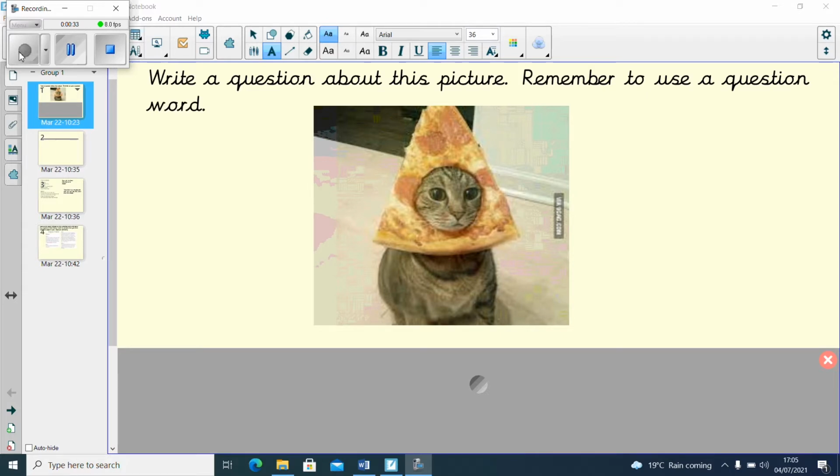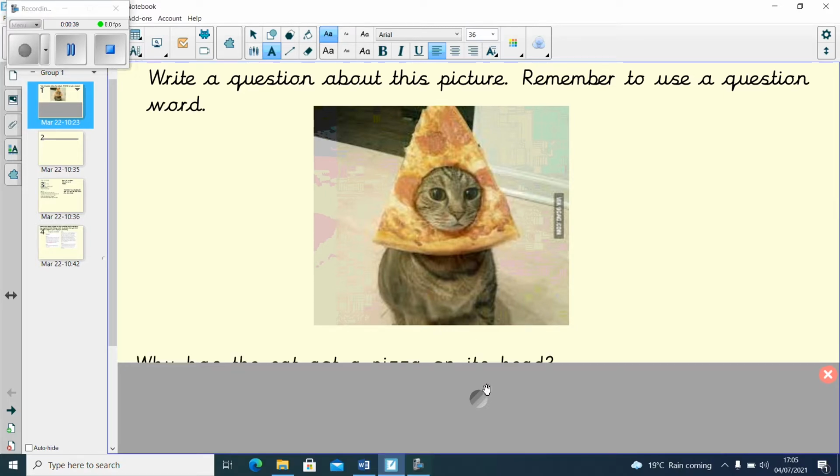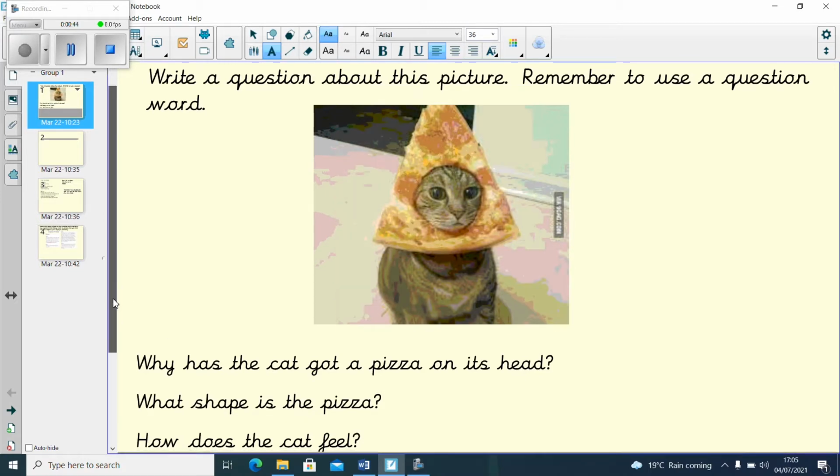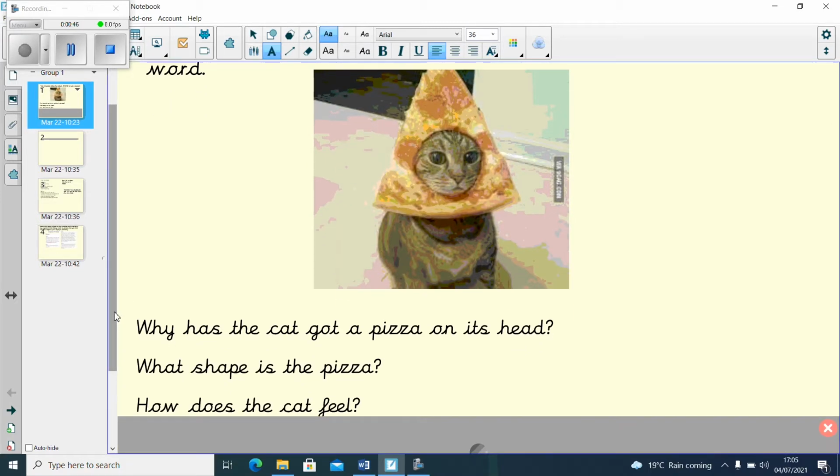Okay, so how did we get on? Do you want to say your question out loud? Fantastic. So I wrote some questions as well. These were my questions. Why has the cat got a pizza on its head? Okay, so some of you may have thought of that question too. What shape is the pizza? How does the cat feel? Okay, and we can tell the cat's feelings by looking at its face. Yeah, it doesn't look a very happy cat, does it?